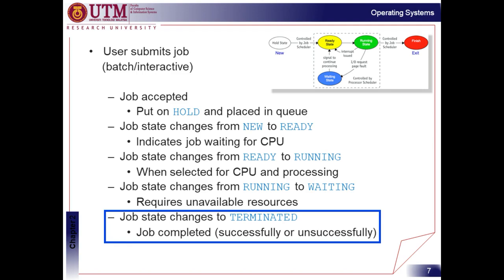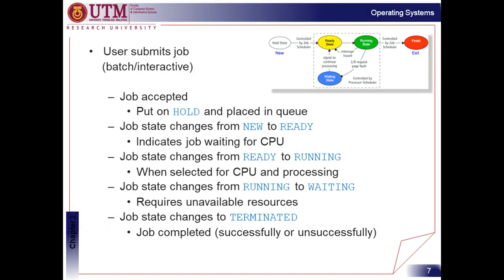This is when the job has finished running, whether it was successful or not. It is important to note that termination does not always mean success. A job can terminate unsuccessfully due to errors, lack of resources, or other reasons. The journey of a job from submission to termination is a systematic progression through different states, each with its own importance. The operating system schedulers control these transitions to ensure that resources are used optimally and that processing is efficient. Learning about process states and their implications is crucial for anyone who wants to understand how an operating system manages processes.